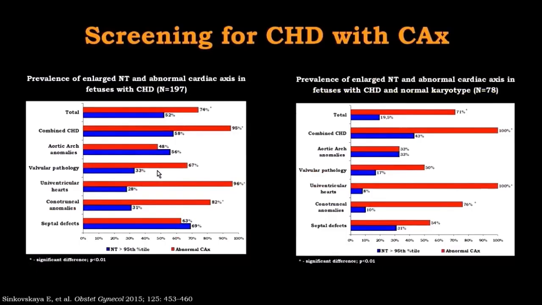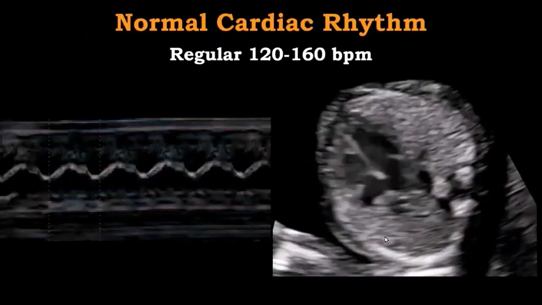So here you can see the comparison of screening for the cardiac defects, major anomalies, using the cardiac axis versus nuchal translucency. And you can see that for the patients with the normal karyotype, the cardiac axis performs much better for all categories of anomalies and beats the nuchal translucency. So the direct evaluation of the views of assessment of the cardiac axis is really preferred for successful screening for those malformations.